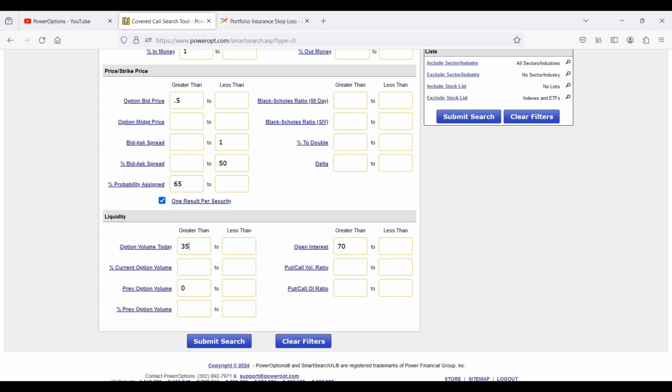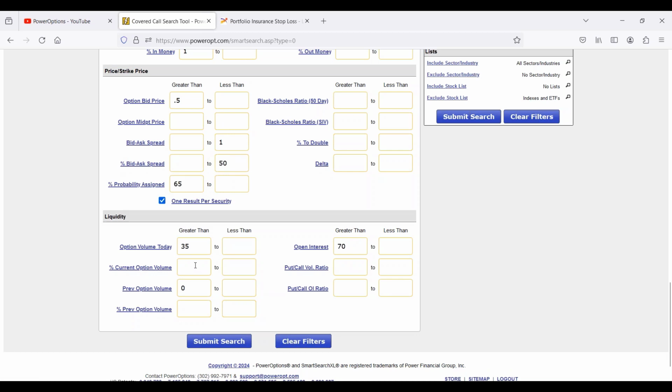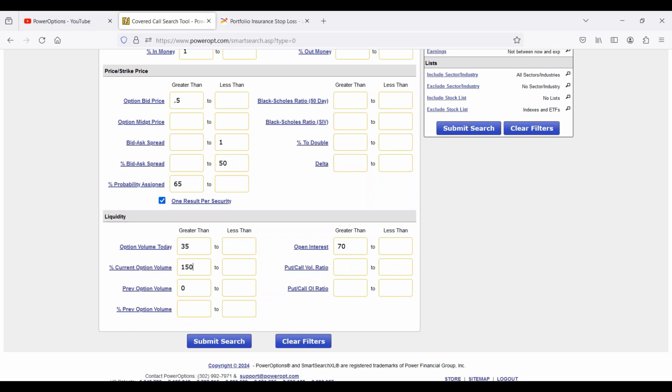But to your question related to the change, the percent current option volume is today's total option volume for the stock, not just on the individual strike that you might be looking at, but across the entire security, all expirations, calls, puts, in and out of the money, adjusted by the time of the day, percentage-wise, looking at the average over the last 30 days. So if I only want to look for securities where the total option volume across the security is greater than 150% of its average over the last 30 days, I'll just go ahead and plug that in.